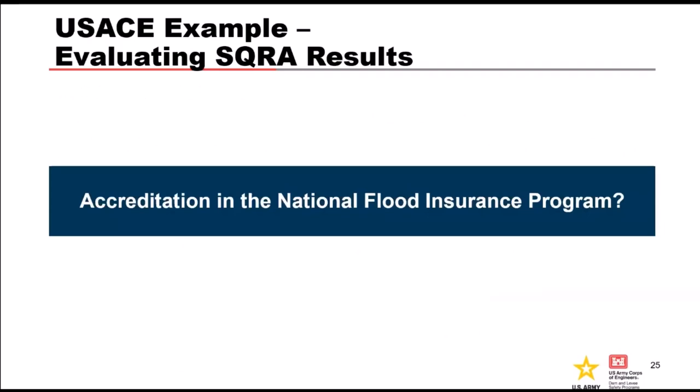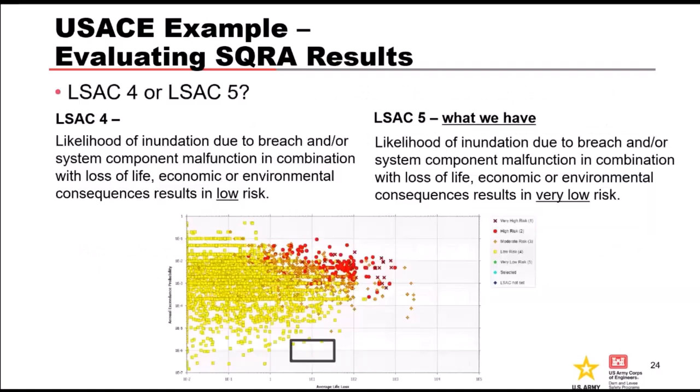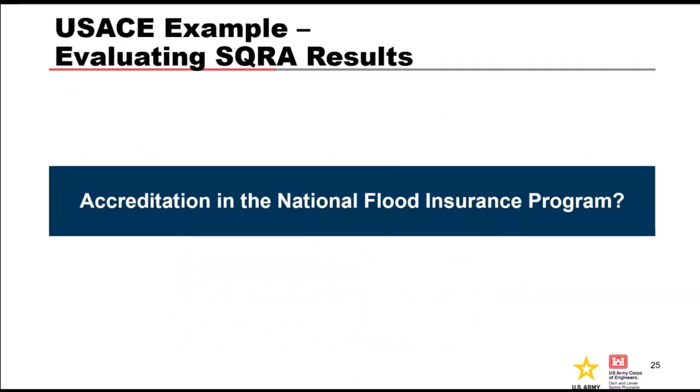We also had to make a recommendation for the National Flood Insurance Program as a part of this risk assessment. This one is kind of a slam dunk. It's currently accredited by FEMA for NFIP based on information provided in the flood insurance study from 2015. It had a total annual probability of inundation of 2 times 10 to the minus 5. We want to pass the 1 in 100 flood, which plots right about here, with 90% confidence, which plots right about here, and we're plotting all the way down here. So it's pretty easy to say this should be included in the National Flood Insurance Program. Not too controversial there.